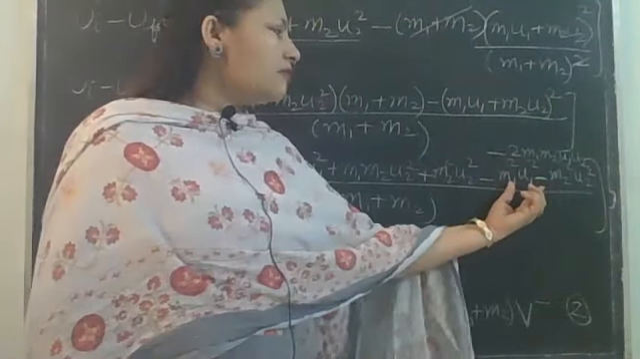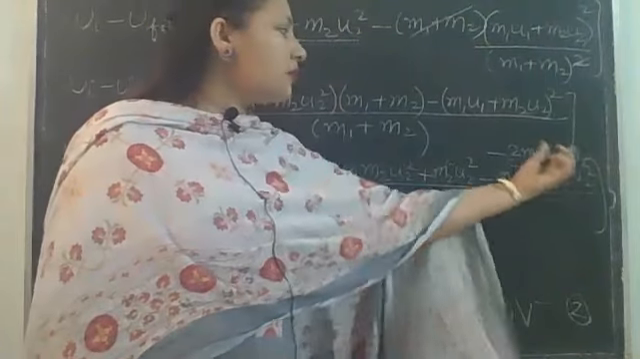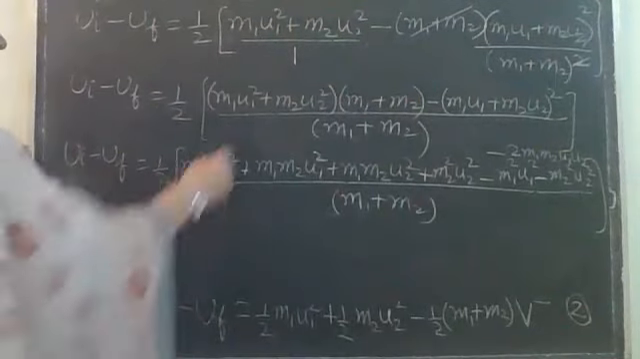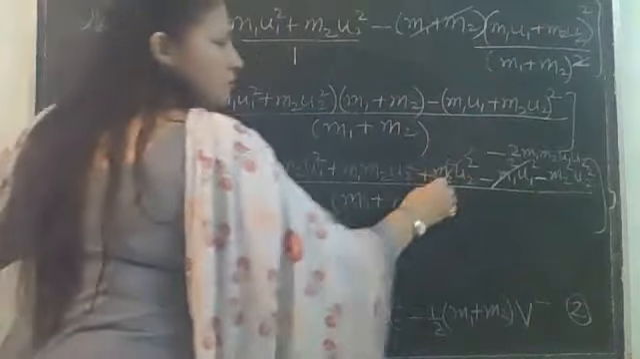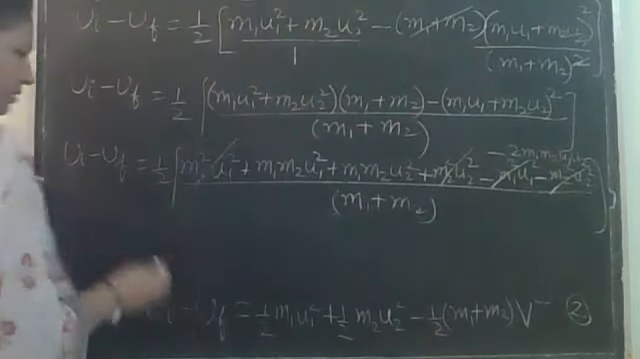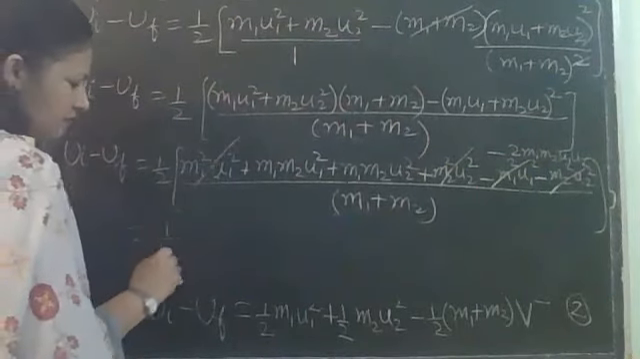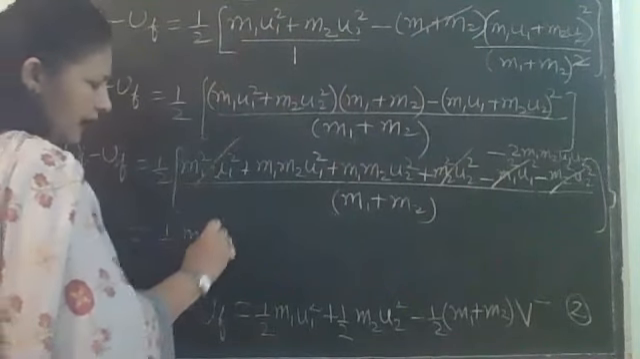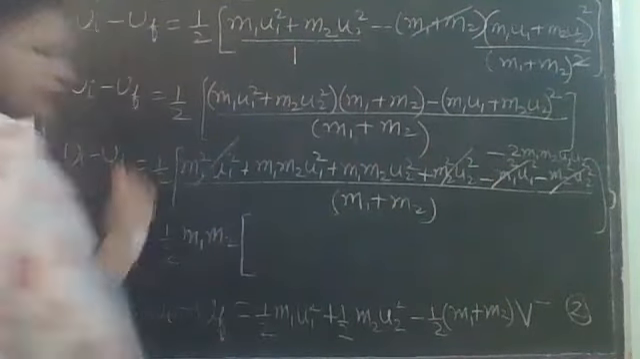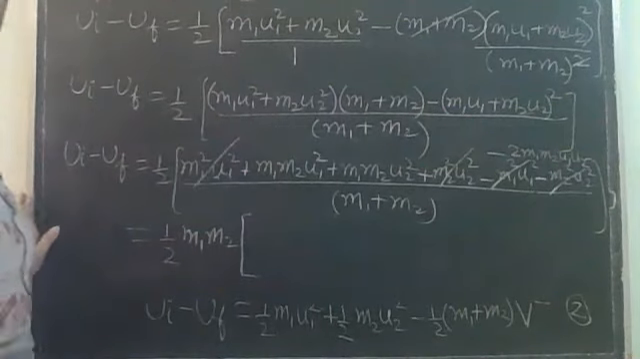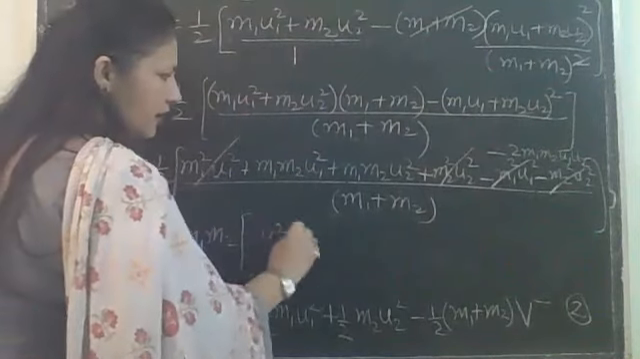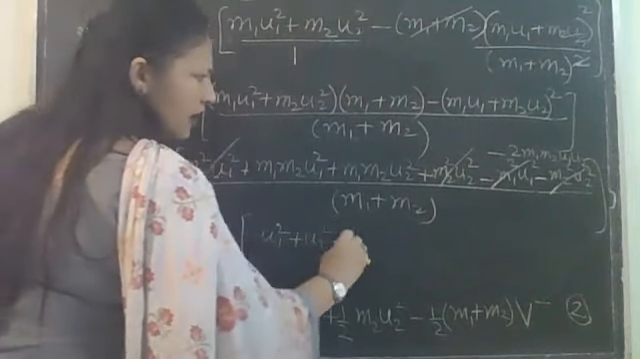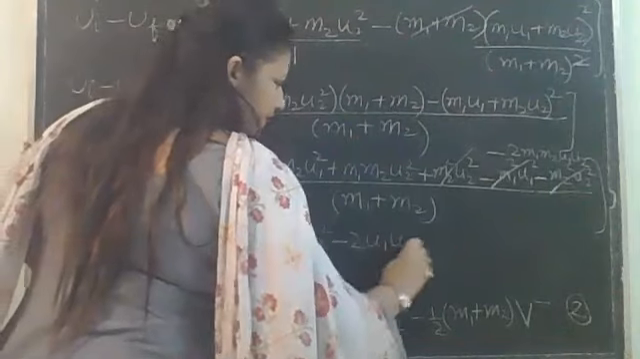Okay, m1² u1² minus m2² u2² minus 2 m1 m2 u1 u2. Now let us see what gets cancelled. m1² u1² gets cancelled. m2² u2² gets cancelled. And from the rest of the terms, let us take m1 m2 common. So we get inside u1² plus u2² minus 2 u1 u2.